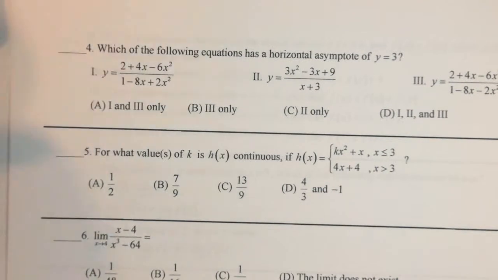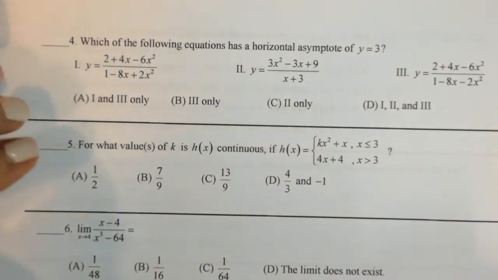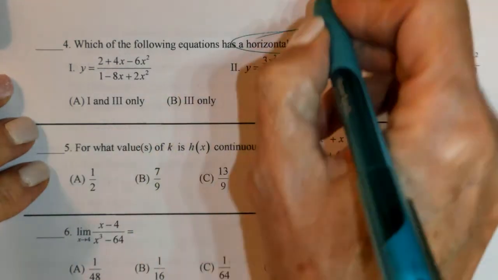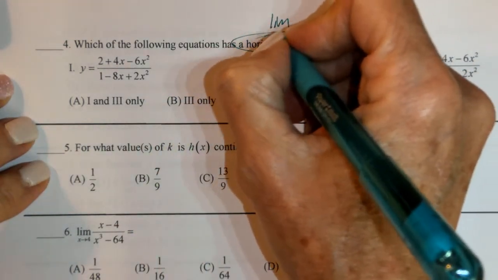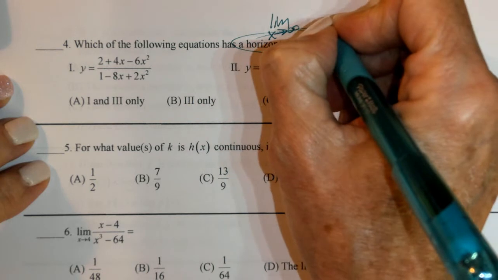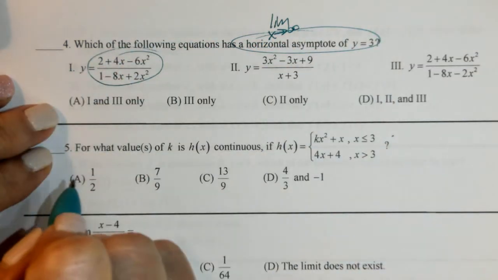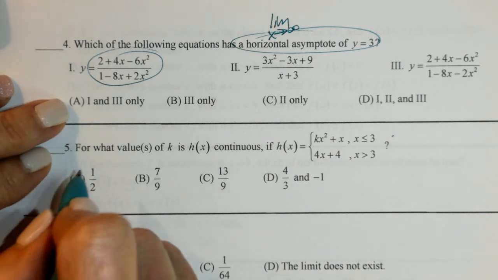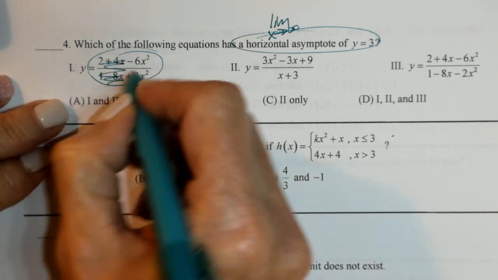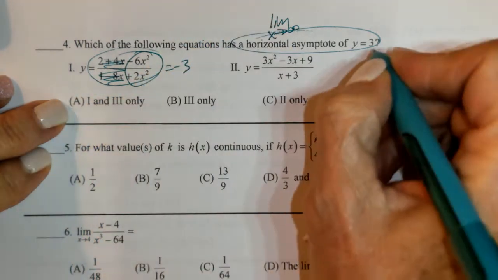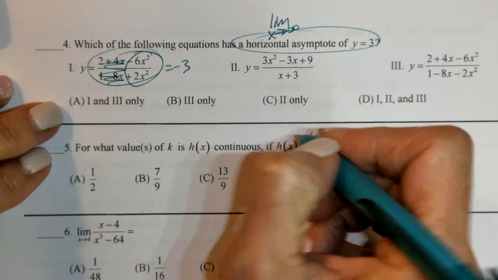Okay. Number 4. Which of the following statements has a horizontal asymptote of y equals 3? Well, when I see horizontal asymptote, that means limit as x goes to infinity or negative infinity, plus or minus infinity. So I'm taking these and taking the limit as x goes to infinity. As x goes to infinity, these won't matter. Reduce what's left. That's a -3. That's not 3. So not 1.